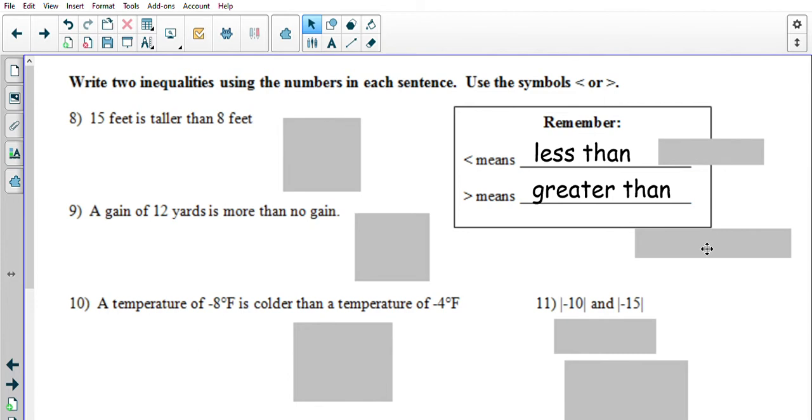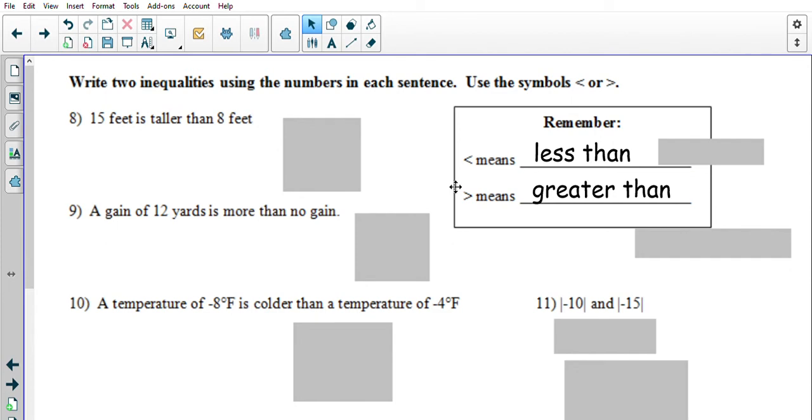I know that in elementary school, your teachers probably taught you something about an alligator or crocodile eating the bigger number. If you want to think of it that way, that's fine, but you shouldn't just be telling me, hey, it's the thing that points that direction or points this direction. You need to know that this symbol right here in this direction represents less than, this symbol represents greater than. So we're actually going to use both inequalities in each of these questions.